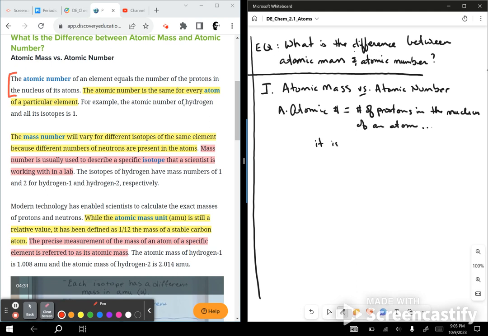It is the same number regardless of the isotope. Right? You could have hydrogen 1, hydrogen 2, hydrogen 3. They're all going to have one proton. You could have carbon 12, carbon 14. They're all going to have six for the atomic number. Okay? It does not change.